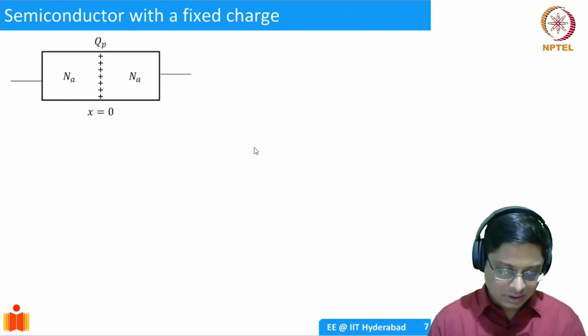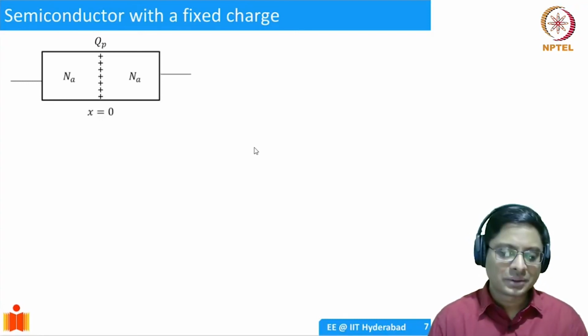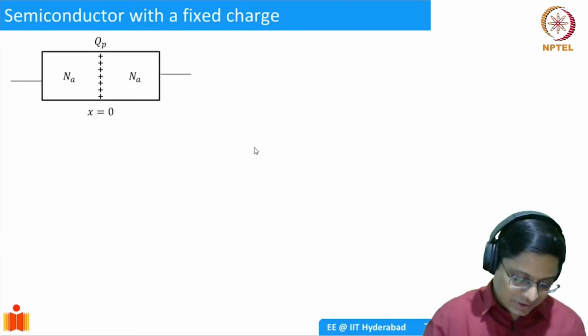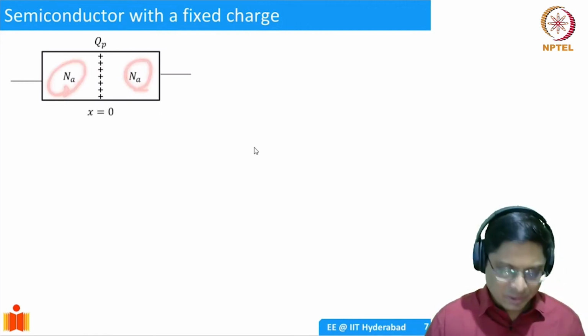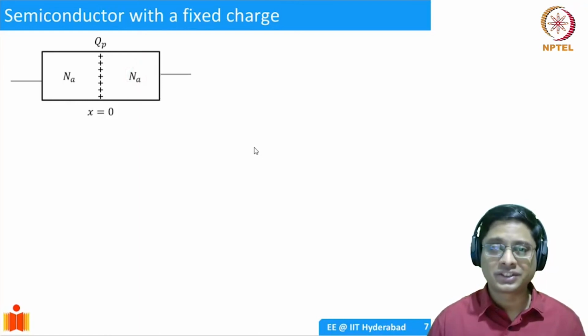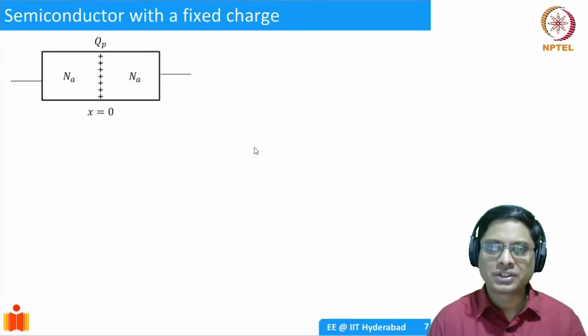So what happens in this scenario? How will you think about it? I want you to really analyze this. You have a p-type semiconductor, and it's symmetric about x equal to 0. What happens is that the p-type semiconductor has lots of holes, which are free charges, freely able to move. And you are introducing a positive charge. What would happen?